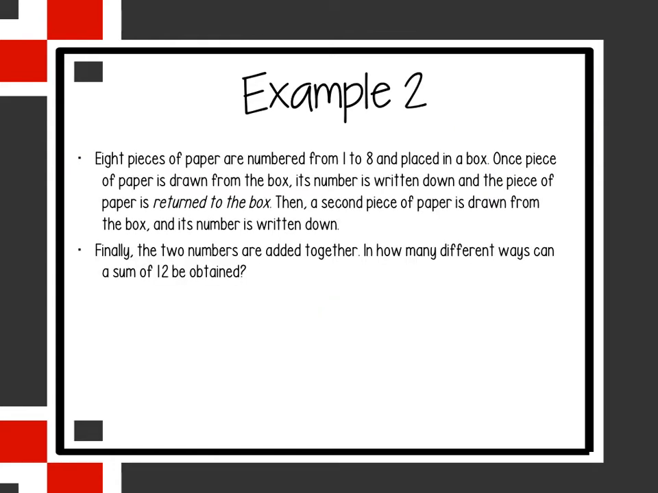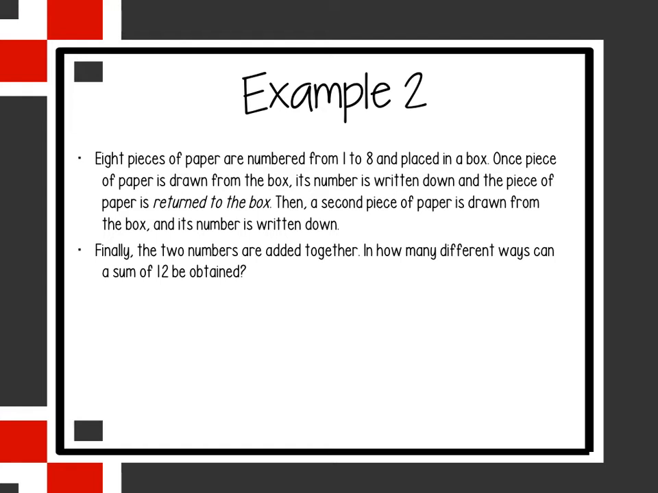Example 2 says 8 pieces of paper are numbered from 1 to 8 and placed in a box. One piece of paper is drawn from the box, the number written down, and the piece of paper is returned to the box. Then a second piece of paper is drawn from the box and its number written down. Finally, the 2 numbers are added together. How many different ways can the sum of 12 be obtained?